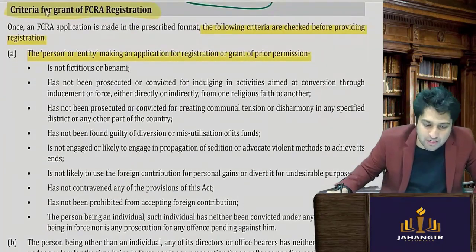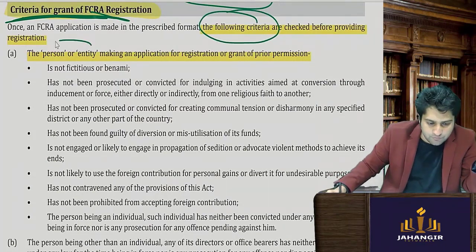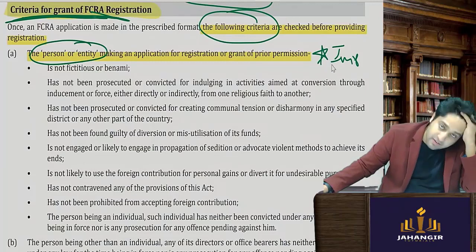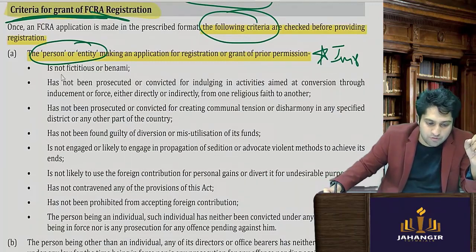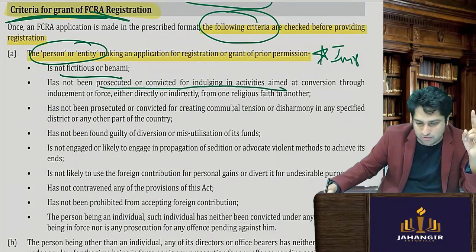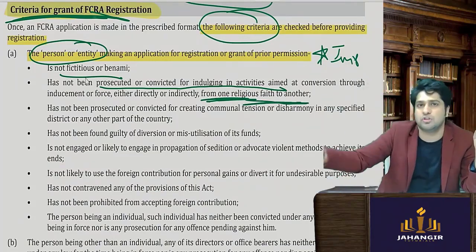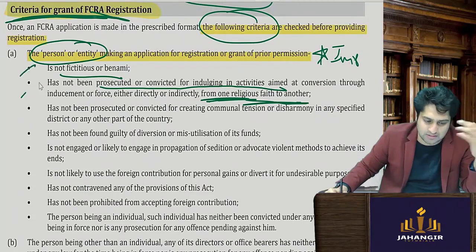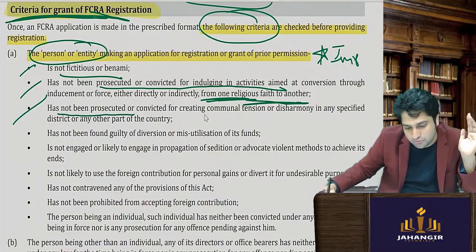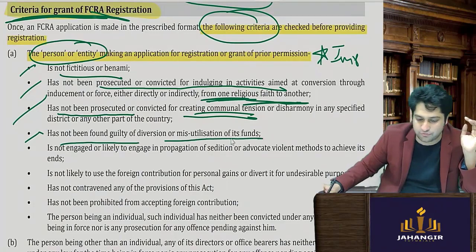Moving ahead, criteria for grant of FCRA registration. Following criteria should be there. I feel it can come in the exam. It is important, very good question about FCRA. When will it not be granted? If you are a fictitious person, you have been prosecuted, convicted for any of the activities, okay, for conversion of one religious faith to another, you are doing conversion of a person from one religion to another. Such kind of controversial activities, we don't want funding coming for that. Has not been prosecuted for creating any communal tension. Has not been found guilty for misusing of funds in the past.